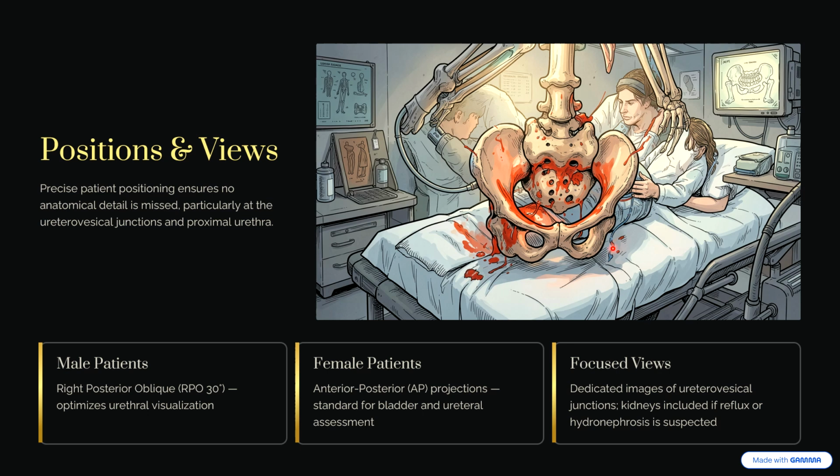So what are the positions in which we will catheterize or we will do the urethrogram? For the male patient, there is right posterior oblique. For the female patient, it's anterior posterior projection. So these are the projections which are different for male and female patients, to give a clear view of the kidneys, including reflux or hydronephrosis if suspected.